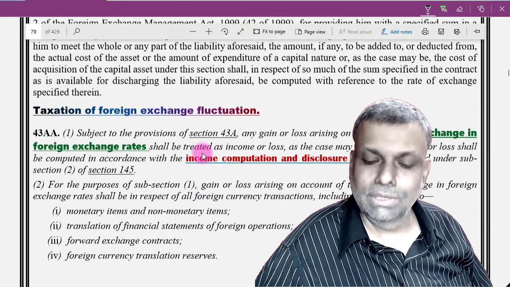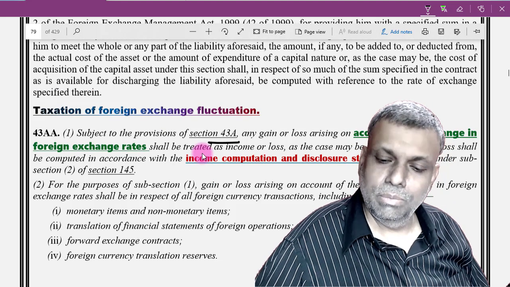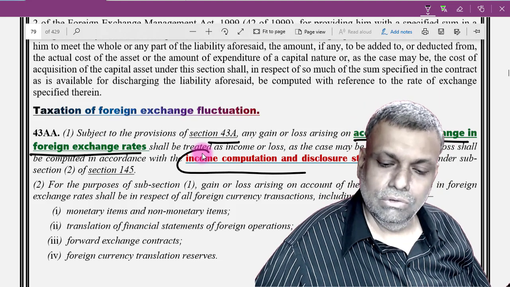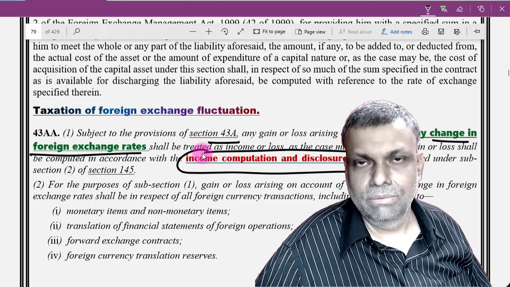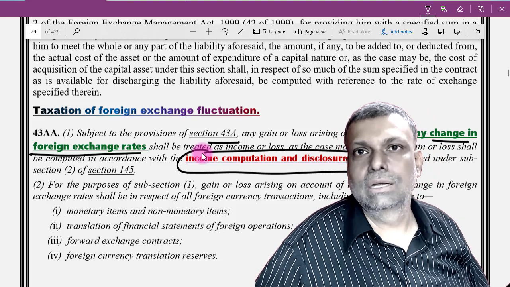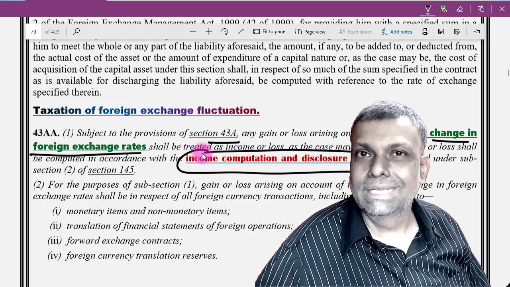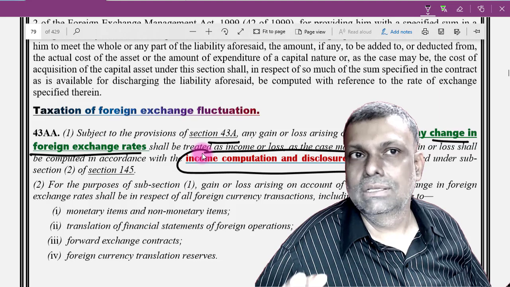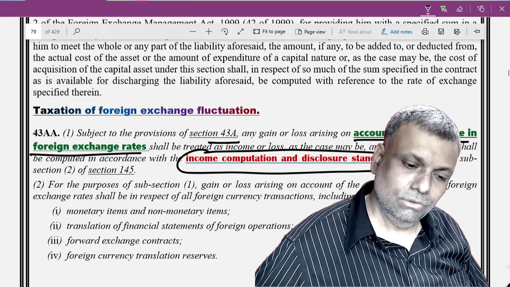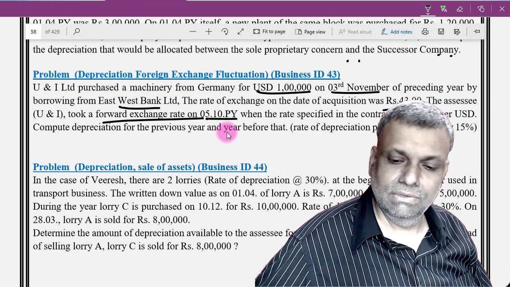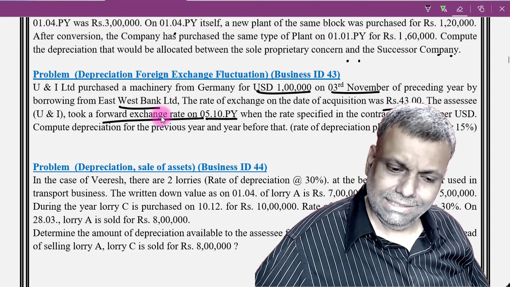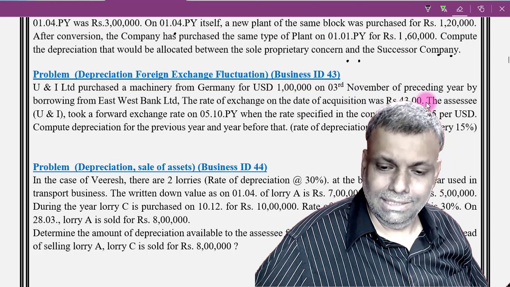Section 43AA further makes it very clear that, subject to this particular provision, any change in foreign exchange rates and all that, you have to follow the income computation and disclosure standards. So this is more of a standard-based kind of adjustment, so I'm not going into the details of all these things. But what we normally expect is whatever is the exchange fluctuation will be adjusted to the block of assets. That's all that you've got to remember, and otherwise we have to study a lot of standards, which is not very much warranted right now in a question like this.